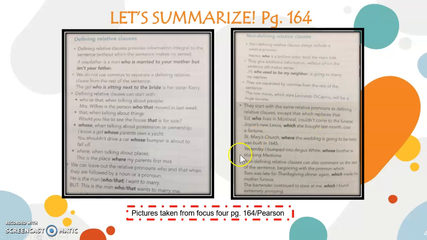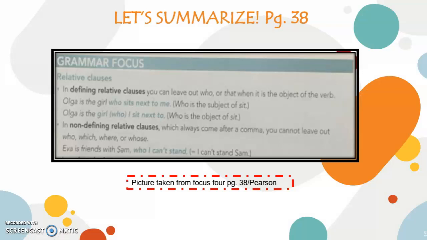We use which. Then we got non-defining relative clauses can also comment on the rest of the sentence, beginning with the pronoun which. And we got an example. That's not important, so if you don't want to highlight it, it's okay. Let's continue. We got here like the summary of what we already said.